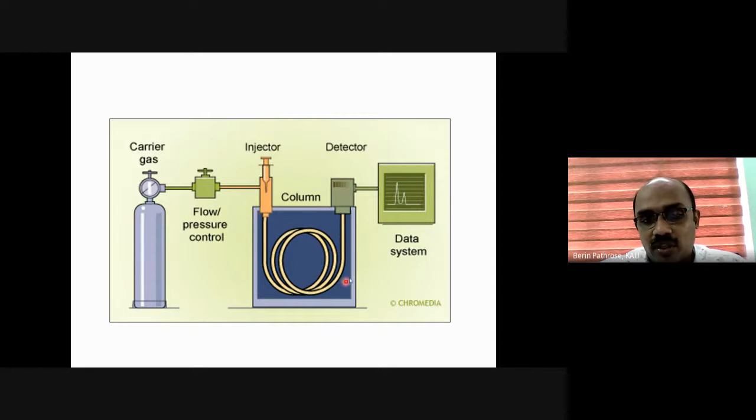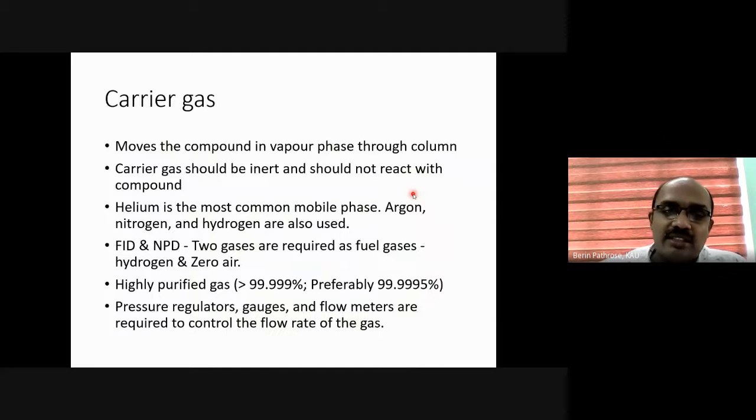As the sample gets vaporized, the carrier gas will carry the vaporized sample through the column. This what you see is the column. The carrier gas will carry the sample through the column, which contains the stationary phase. So the sample will get separated into individual components in the column, and it will reach the detector. Here it is, the detector, and the detector detects each and every compound, and it will give out the data to the data system.